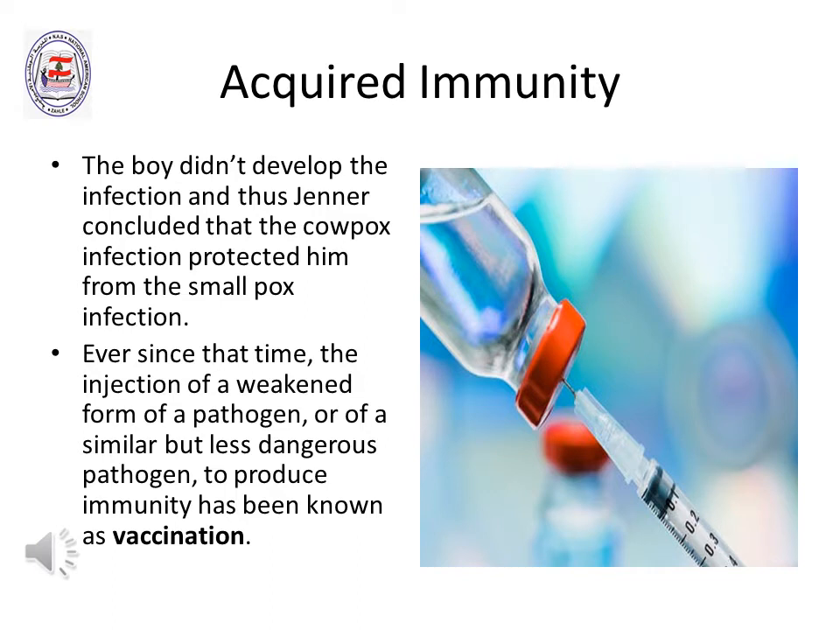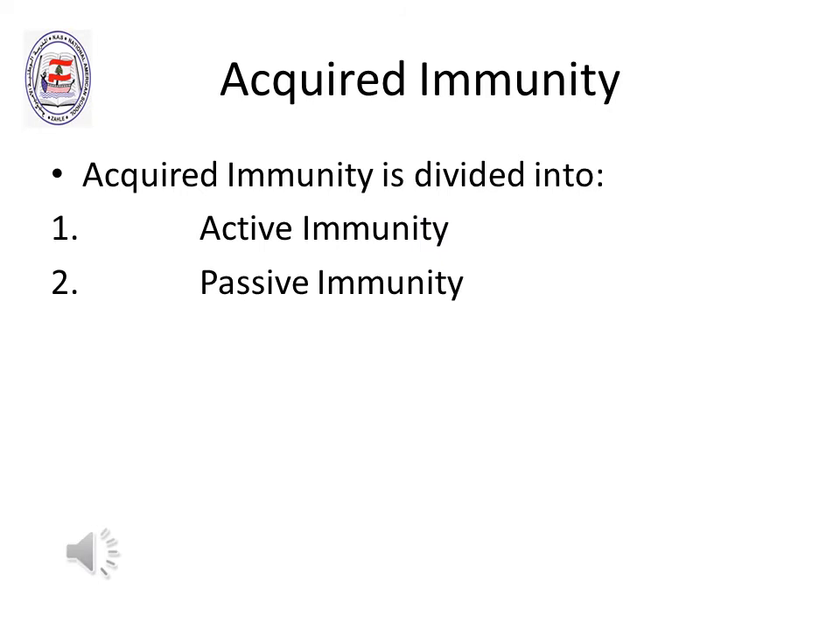Ever since that time, the injection of a weakened form of a pathogen, or of a similar but less dangerous pathogen, to produce immunity has been known as vaccination. So, in other words, vaccination is a weakened pathogen or a similar and less dangerous pathogen that can be injected into humans in order for us to produce immunity. Acquired immunity is divided into active immunity and passive immunity.